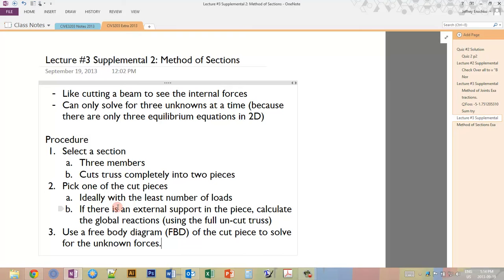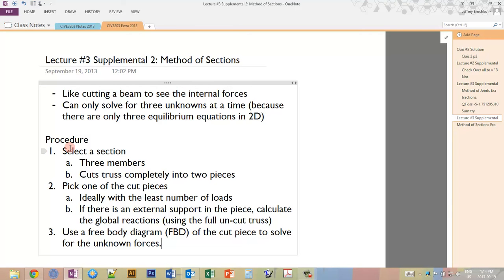So the procedure is that first you want to select a section to cut, and that section that you select obviously is going to depend on which members you want to find the forces in. Now you want to select a section that has at most 3 members that are cut, and that section also has to cut the truss completely into 2 separate pieces. And then after you select that section, you pick one of those cut pieces. Ideally you want to pick the one that has the least number of loads on it, because it will be the easiest to analyze, or the section that doesn't have any reactions, for example.